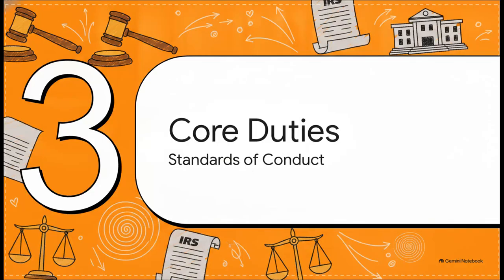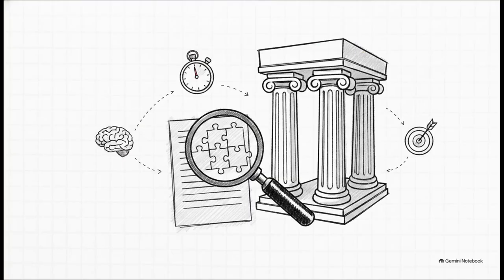All right, Section 3. Core practitioner duties. Once an individual is authorized to practice, Circular 230 imposes some fundamental behavioral standards. Think of these as the non-negotiable pillars of a practitioner's conduct. First is competence. You have to possess the necessary knowledge and preparation for the specific tax matter at hand. Diligence requires you to be thorough in preparing documents and making statements. You must ensure accuracy and prompt handling of all IRS matters, meaning no unreasonable delays. You're also required to make correct representations to both the IRS and your clients.